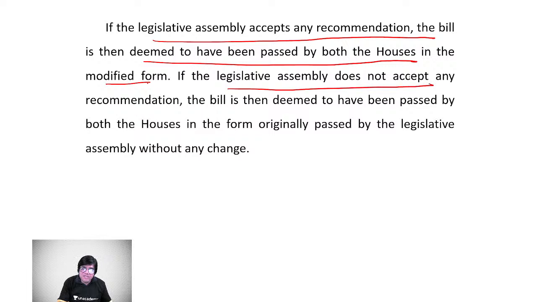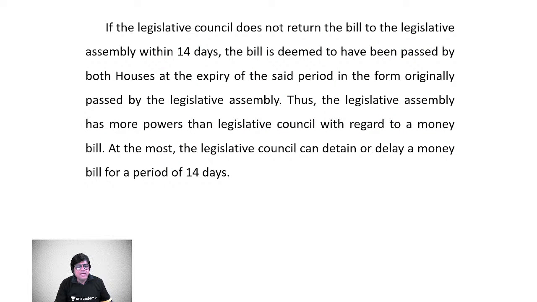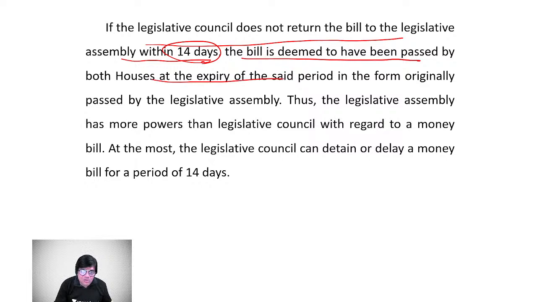But if the legislative assembly does not accept any recommendation, then also the bill is deemed to have been passed by both houses of the legislature in the shape in which it was originally passed by the legislative assembly, without any change. So here we see that the assembly has overriding powers over the council, and the maximum it can delay is 14 days. If the council does not return the bill to the assembly in 14 days, the bill is deemed to have been passed by both houses at the expiration of the set period, in the form originally passed by the legislative assembly.